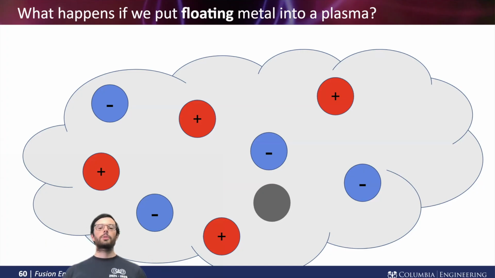And then what happens if we put a piece of metal? So in this case, our gray circle here is just a piece of metal. What happens if I were to put a piece of metal in plasma, if you have any guesses? This is not an easy one. None of them are easy, but this one is a little tricky.